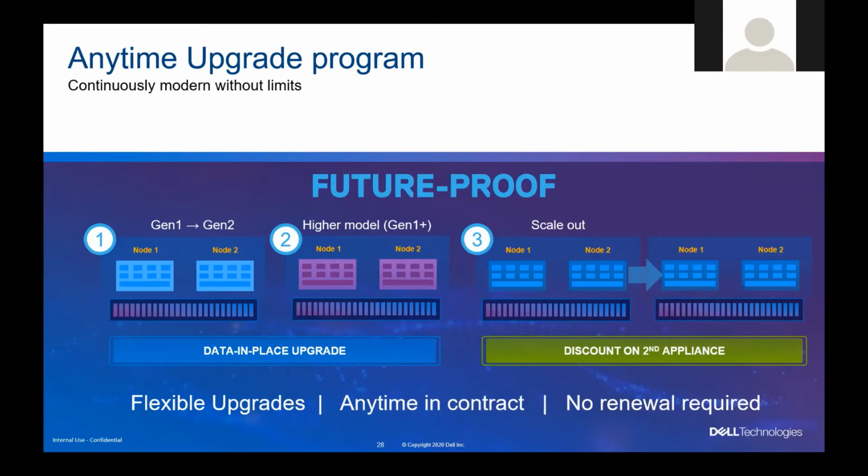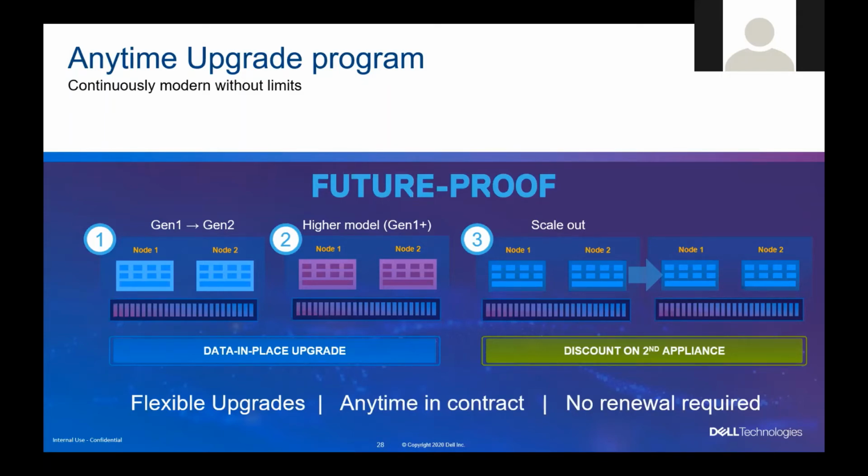The next option, and options 2 and 3 actually are additional fees, but what it does is if you start with, say, a 1000, then with the option to go to a higher model will take you from a 1000 to a 3000 with option 2. And that, again, anytime in the contract, you don't have to renew maintenance or anything else. That's just an option that's available.